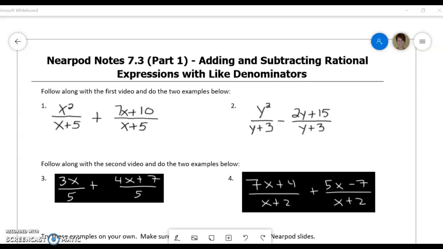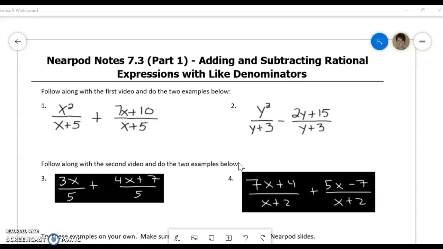This was the Nearpod notes that was over adding and subtracting rational expressions with like denominators. You don't have the same document, but this example for 1 and 2 that you see on the screen and 3 and 4, you can always go back in Nearpod if you need to see that. And if you ever have issues with Nearpod, just email me and I can always send you a new code if you ever want to get back into them.